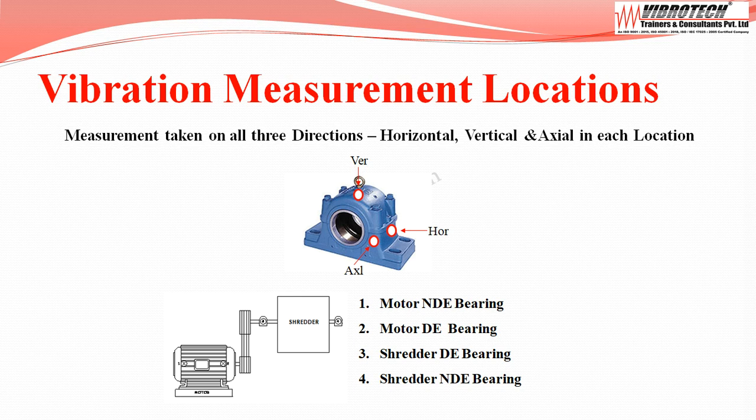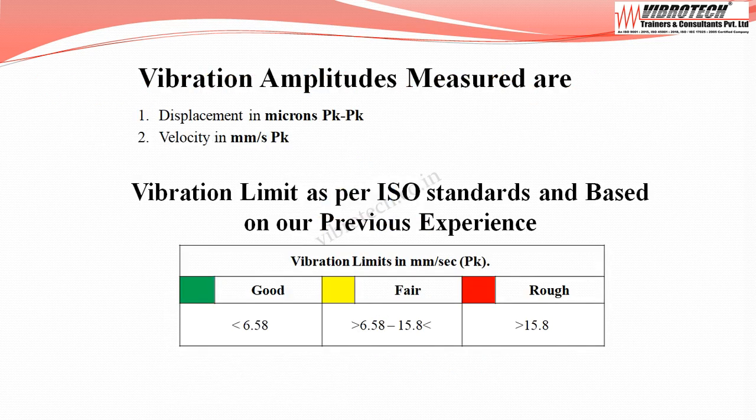Measurement locations are motor non-drive end bearing, motor drive end bearing, shredder drive end bearing, and shredder non-drive end bearing. Vibration amplitudes are collected in terms of displacement in microns peak to peak, and velocity in millimeters per second peak. And now on to the vibration limits.